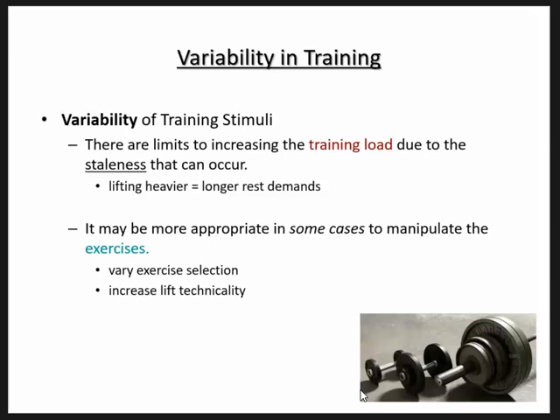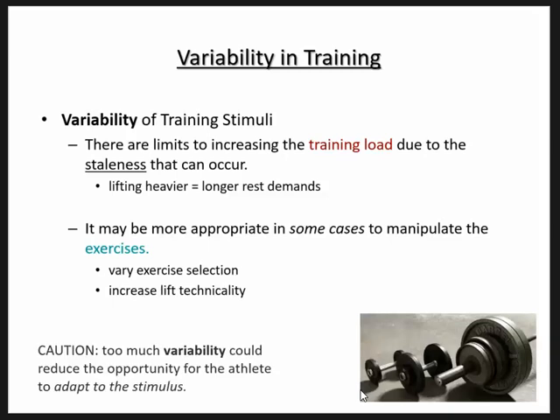So that's kind of one example. Instead of changing the load, we can change the exercises that we're doing. Make them more technical or just do exercises that recruit different motor units. But we want to caution, too much variability can reduce the potential for the body to adapt to that stimulus. So that would possibly reduce the development of skill acquisition, but we do want to avoid monotonous training, and then we also want to avoid an overly varied training program. So again, it's a balance.